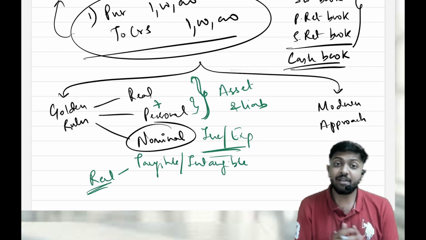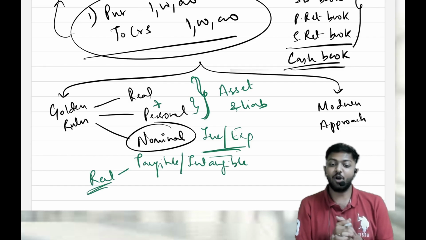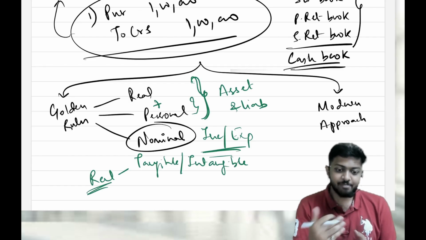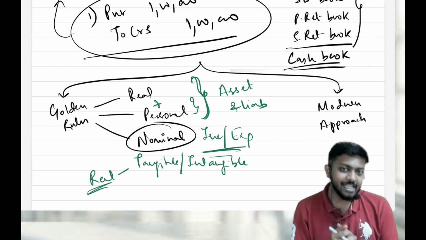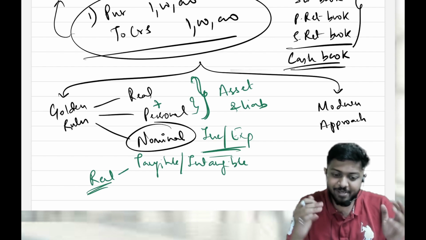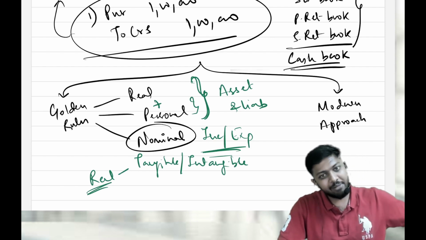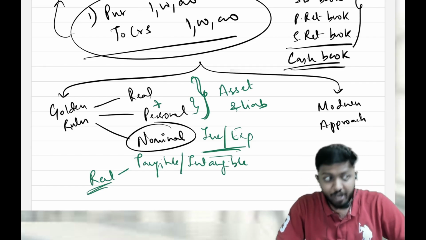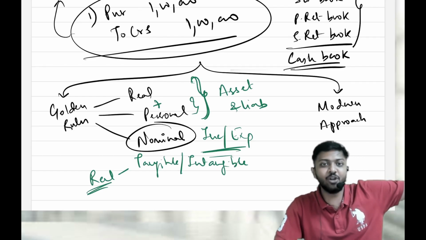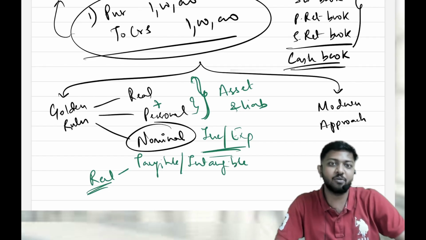Say suppose income tax liability payable. What account is it? Income tax payable. Is it payable to a person? Yes, government is a person. It's an artificial person. So income tax payable is a personal account. You have taken a loan from the bank. Bank is an artificial person. It's a personal account. Correct.